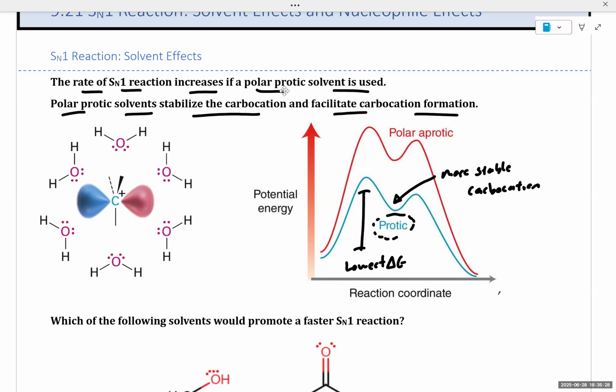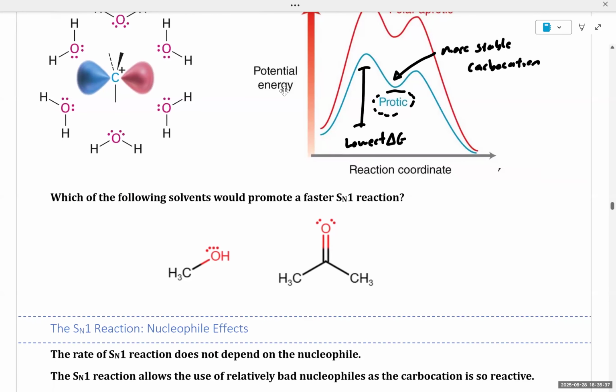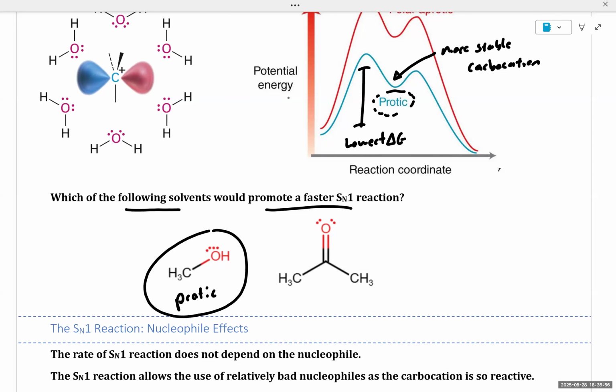With that information in mind, take a moment and tell me which of the following solvents would promote a faster SN1 reaction. So we have a choice between methanol and acetone. In this case, methanol is a protic solvent, so we'd expect the polar protic solvent to have the faster rate of SN1 reaction.